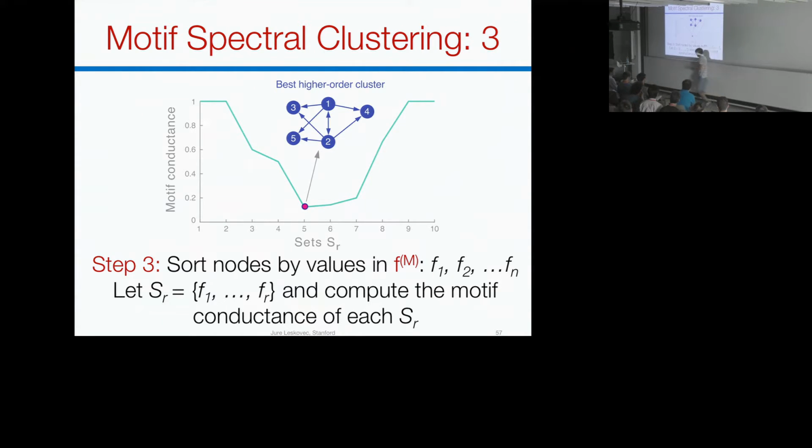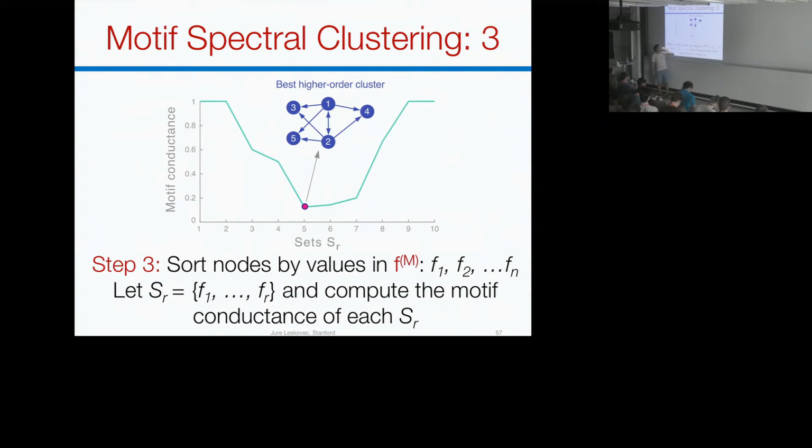Okay, great. So what I'm doing is I sorted the nodes according to the values in this vector, and now I'm taking the first R nodes in this ordering, and I'm asking what's the motif conductance of the first R nodes, right? I'm asking how good of a cluster I get if I take the first R nodes. And here I'm plotting R and the conductance, right? And wherever this curve drops and reaches the local or global minima, depending on the method I'm using, I proclaim that as a cluster. Okay?